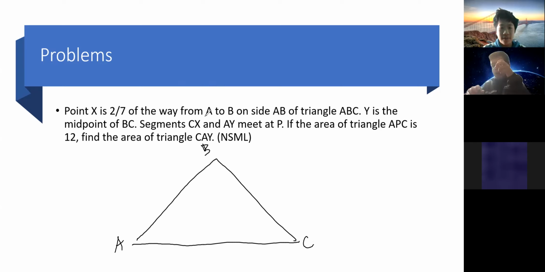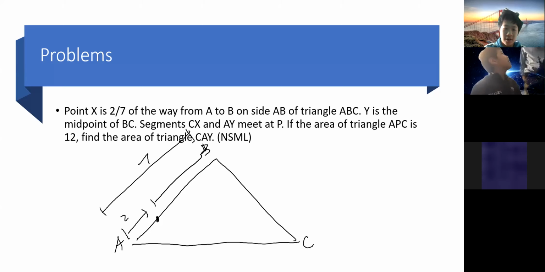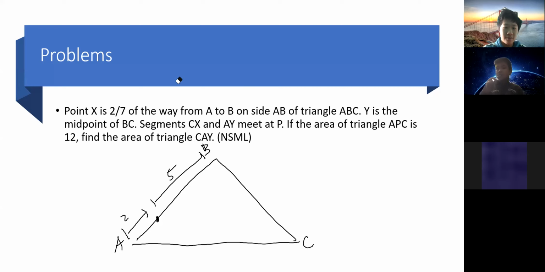Point X is 2/7 of the way from A to B. So it's like here. So this is 2, and this is 7, which means that this is 5. So what does this mean? We put A as a mass of 5 and B as a mass of 2.